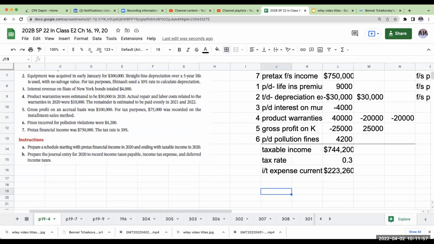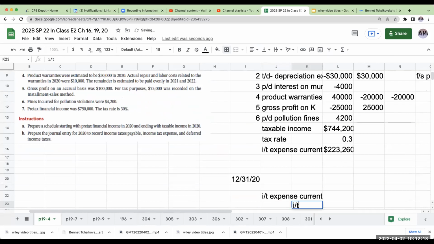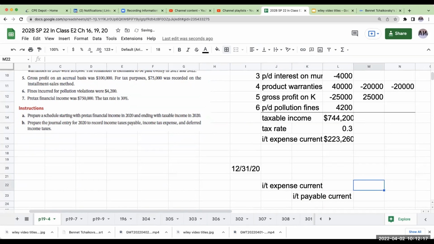So first thing we want to do is let's go here on 12/31/20. Let's go ahead and prepare that journal entry. So I'm going to have income tax expense current. I'm going to have income taxes payable current. And this is going to be for $223,260.